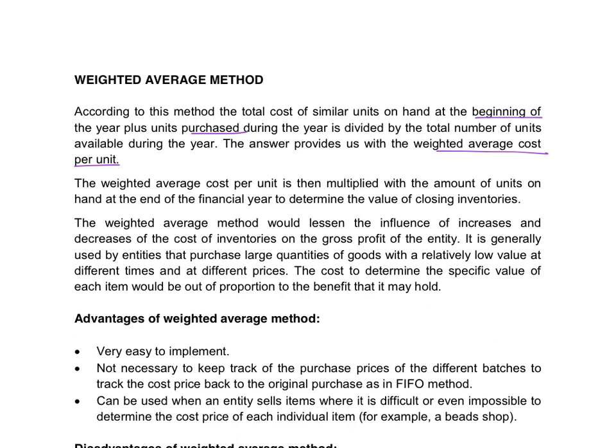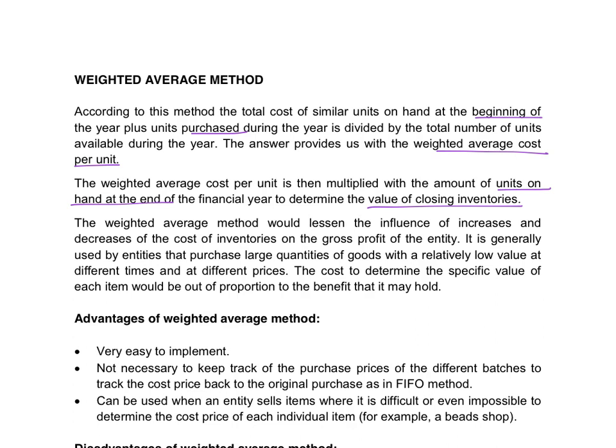The weighted average cost per unit is then multiplied with the amount of units at the end of the year so that we can determine what is the value of our closing inventories. So at the end of the financial year, we will do a stock take to determine how many units are left over that was not used or sold during this year, and we will multiply this number of units in the closing inventory with the cost per unit.